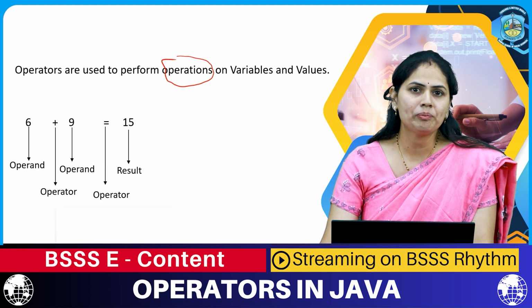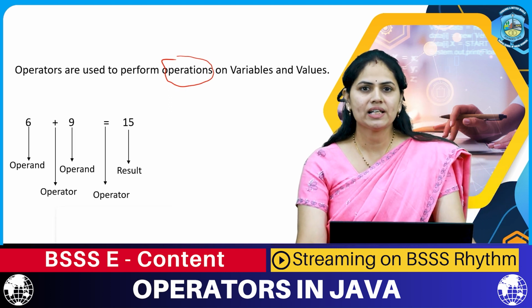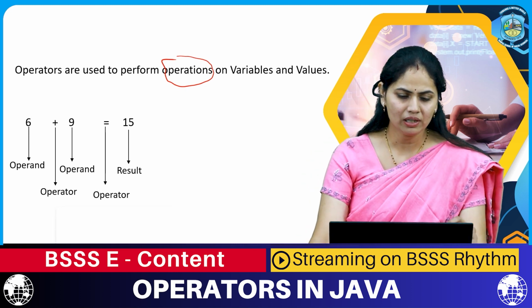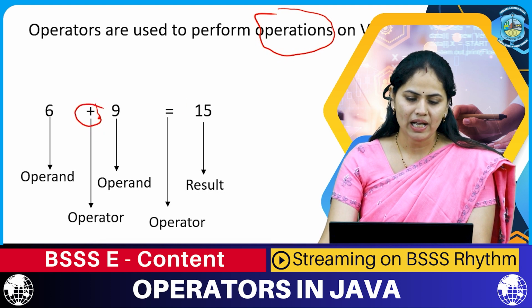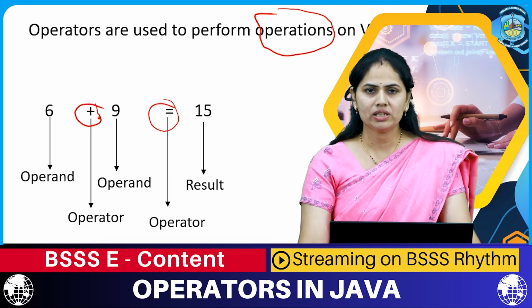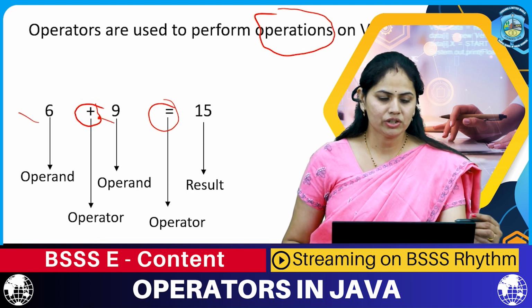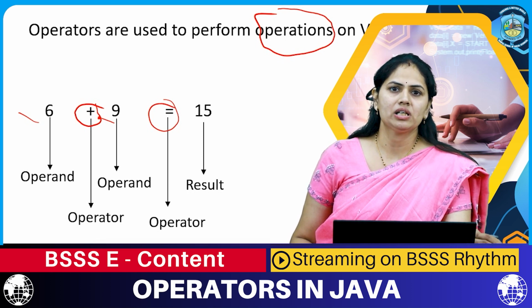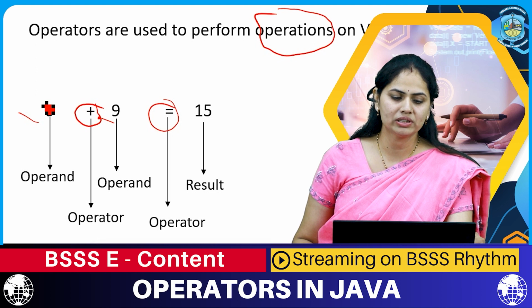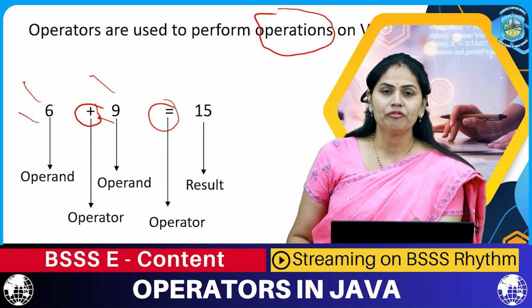Operators are always placed in between operands. So, here is an example: 6 plus 9 is equal to 15. Here this plus and is equal to are operators, where 6 and 9 are operands. So, plus is an operator, we are performing the addition operation in between these two values 6 and 9. When we add both the numbers, we will get 15.